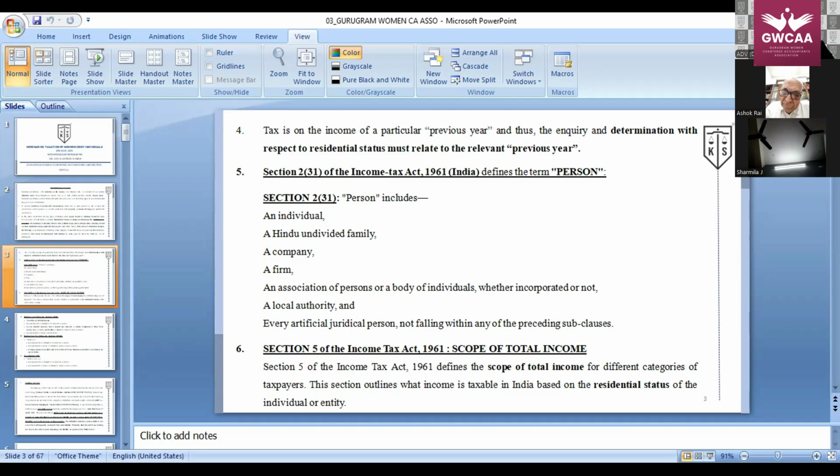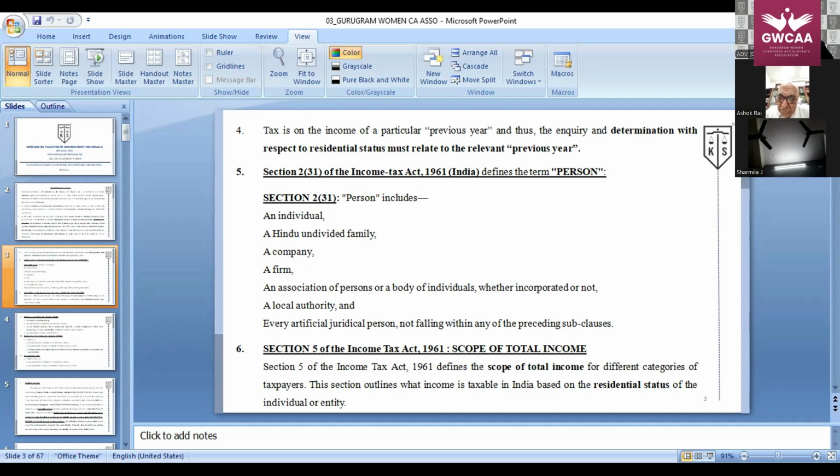Now we have to understand what three categories of residents are existing, and according to that, we have to determine the scope of how a particular person is taxable and up to what extent. So there are three categories of resident or a person: resident and ordinary resident, resident but not ordinary resident, and non-resident.